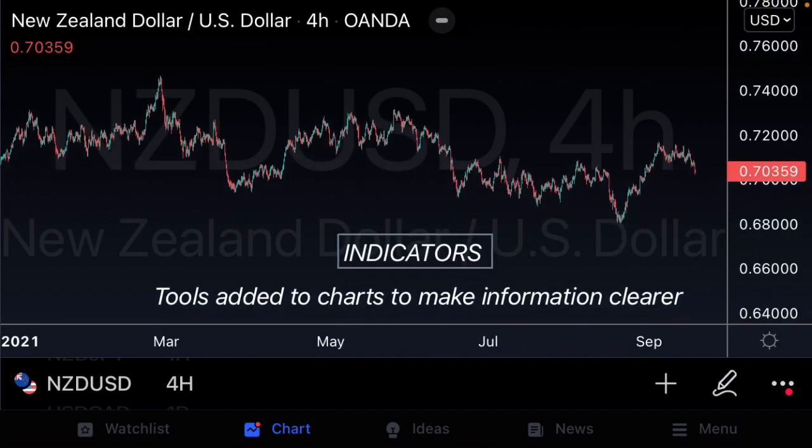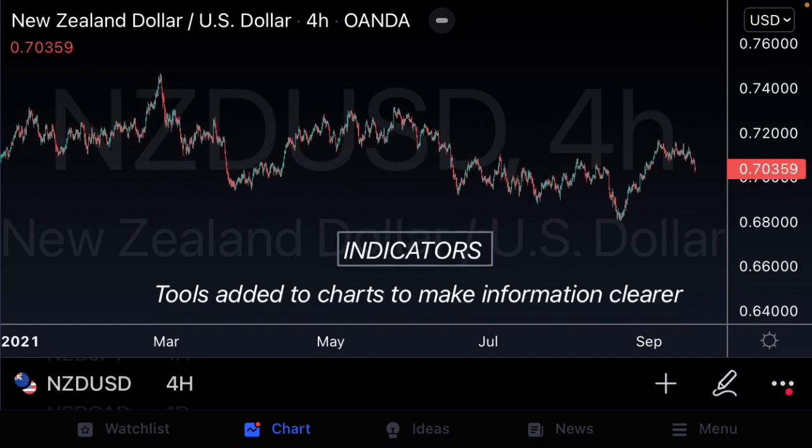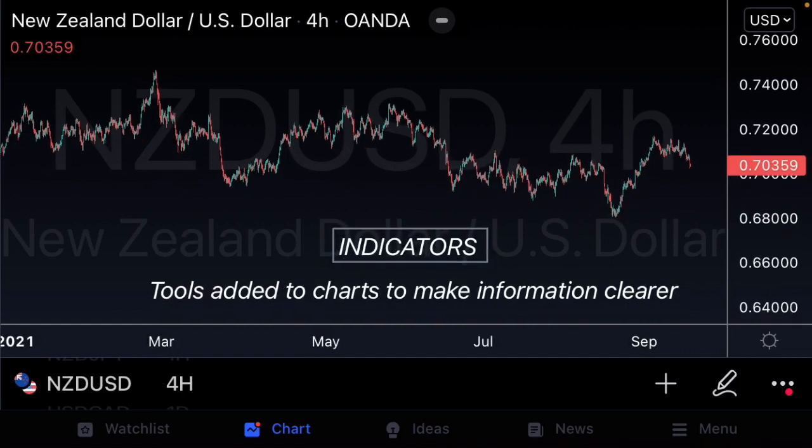So indicators are basically tools that we add to the chart to make information more clear, because remember, our job is to turn this abstract information that we see on the charts into something that we can profit from. So what an indicator is, is just something that makes the information that we already get from the chart a little bit more clear, so that we're able to make that decision.